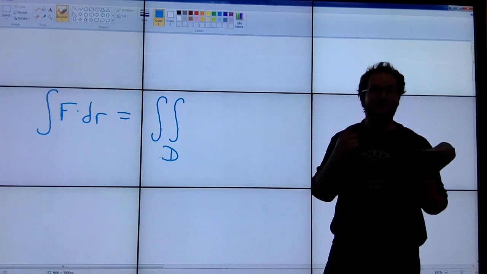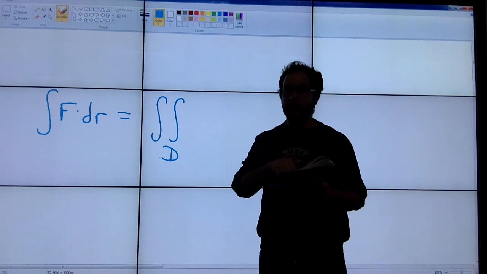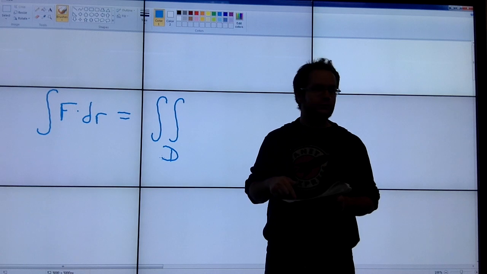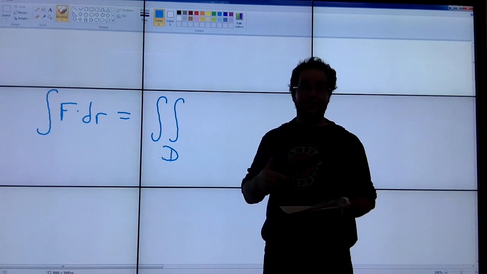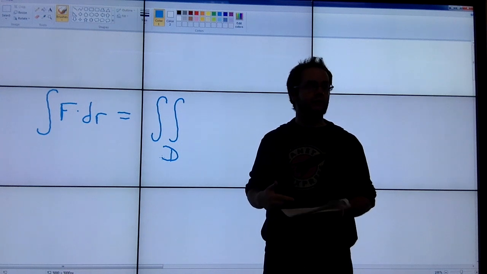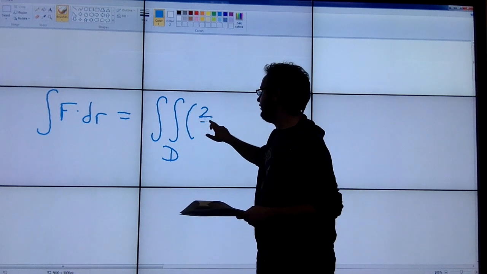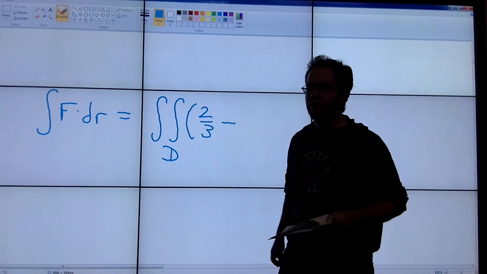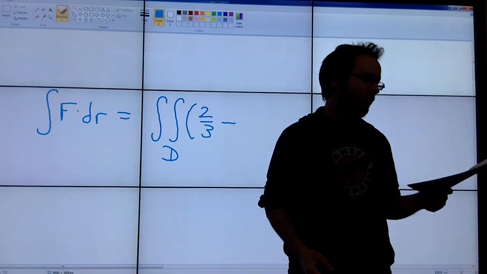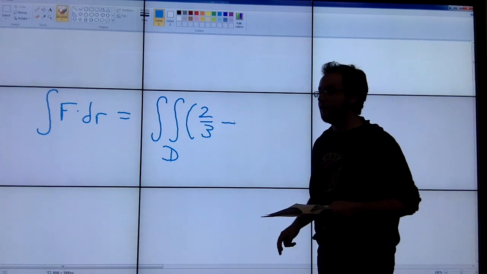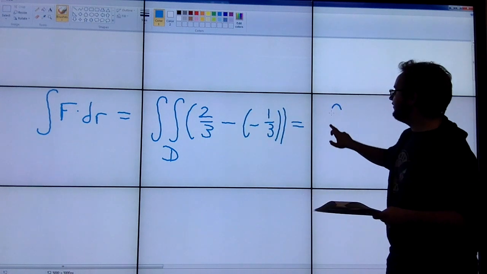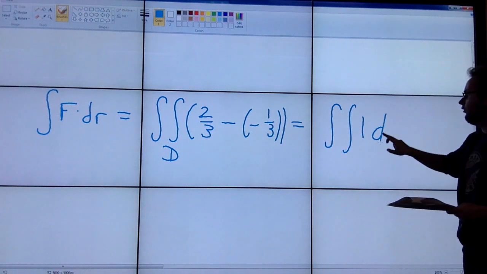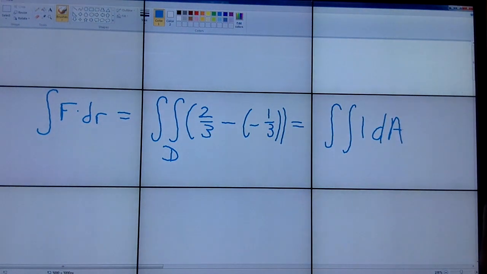What's the partial derivative of my second component with respect to x? Look at the vector field. It's 2/3. And what does Green's theorem say from there? It says minus the partial derivative of the f component with respect to y. What's the partial derivative of the f component with respect to y? Negative 1/3. What does this give us? Namely, the double integral of 1. What does the double integral of 1 give us? Area. So is this true or false? True.